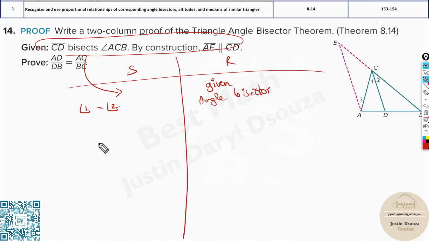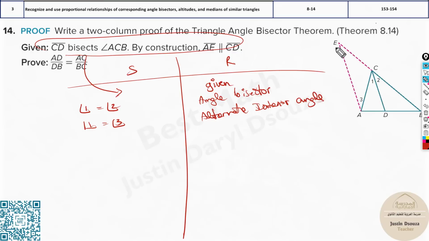Now next one, 1 and 3 are equal. Angle 1 is equal to angle 3. Why is this? From alternate interior angles. These are interior angles.